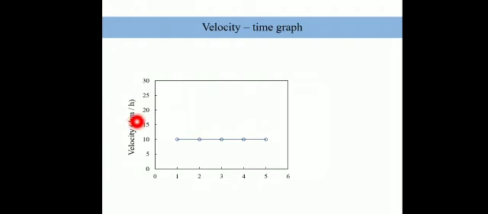Everyone has to pay attention. So velocity is on the y-axis and time is on the x-axis. A graph in which velocity is on the y-axis, the vertical line, and time is on the x-axis, the horizontal line, is known as a velocity time graph. Very importantly, in the previous class we discussed that before drawing a graph, everyone has to write down a scale.